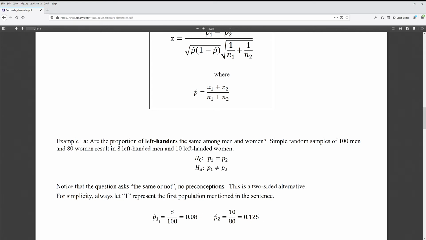Do we have evidence that P1 is less than P2, that men are less likely than women to be left-handed? Maybe. Do we have evidence that men are more likely than women to be left-handed, that P1 is more than P2? Well, no, of course not. Is 8% suspiciously less than 12.5% in context? Maybe. Are they suspiciously different from one another, which is the question at hand? Maybe. Is 8% suspiciously more than 12.5%? No, of course not. So the greater than alternative is not in play here. The only reasonable questions to be asking are less than and not equal to. And again, it is the grammar that tells you, in this case sort of by default, that it's a two-sided alternative.